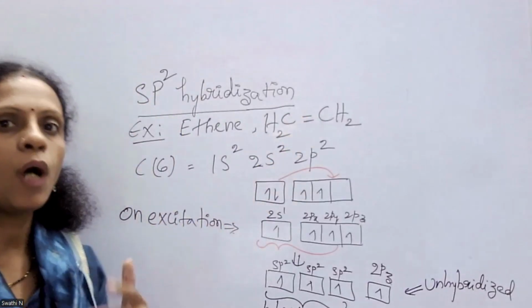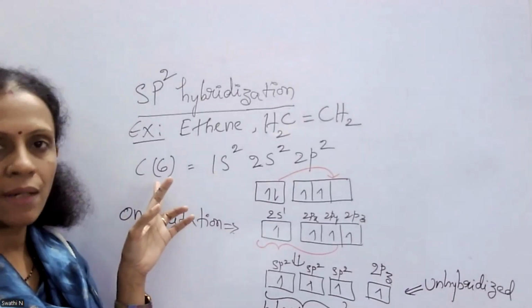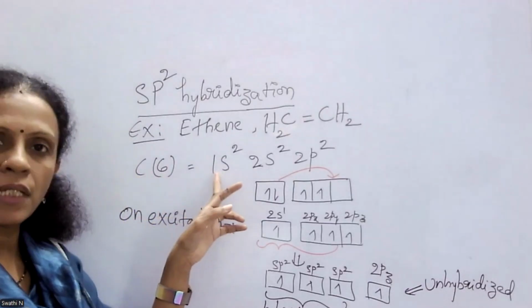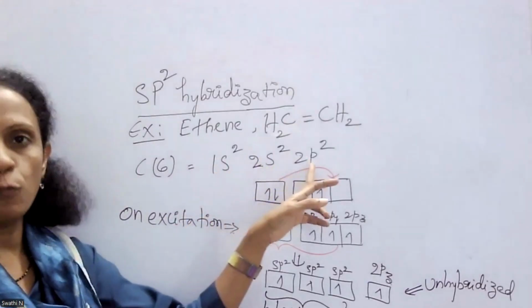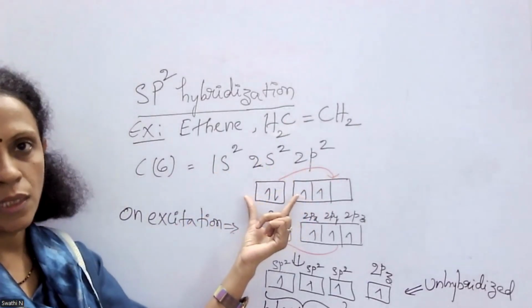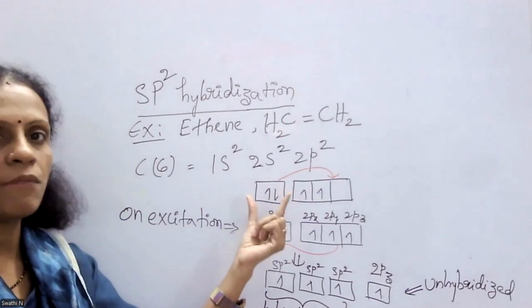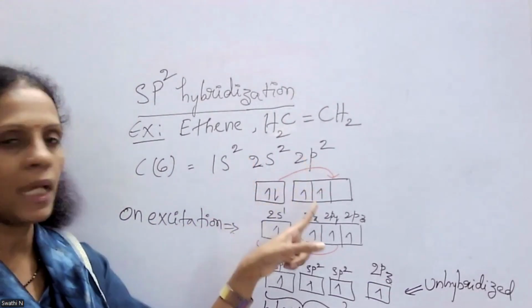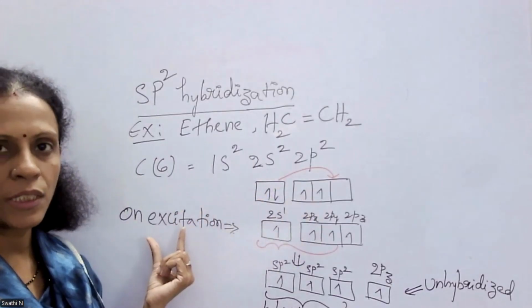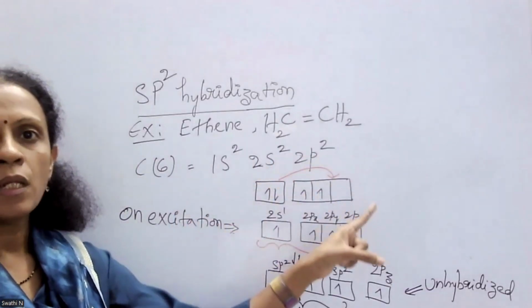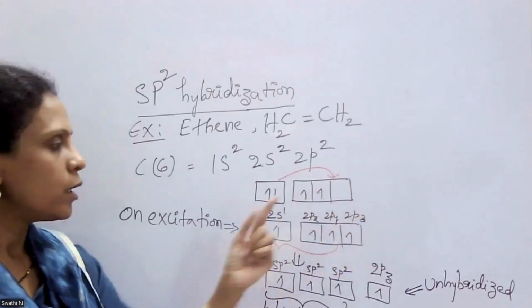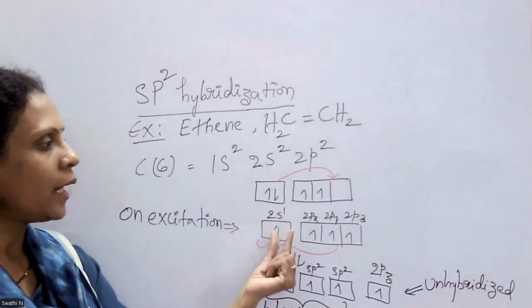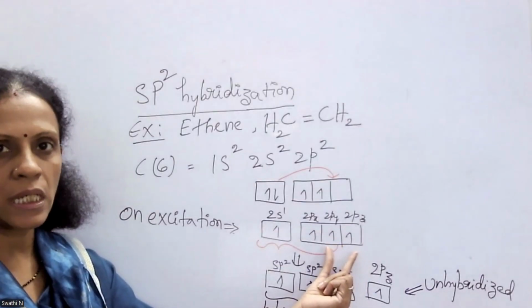Now let us see how it is going to happen. So again I have written the electronic configuration. Carbon atomic number 6, electronic configuration is 1s2, 2s2, 2p2. So this is how the electron arrangement will be there in the valence energy level. So these are the 2 s electrons and 2 p electrons. Now on excitation, one of the s electrons will be promoted to the p energy level. So that is, there will be only one electron in the 2s orbital and there will be 3 electrons in 2p orbitals.